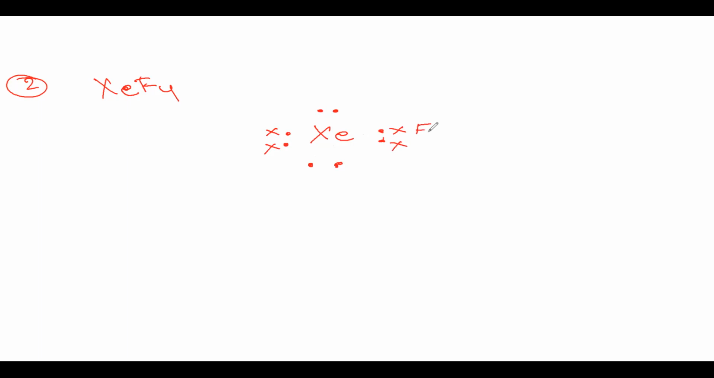The electron shared by fluorine is indicated by a cross mark. So it has how many bond pairs? 4 bond pairs. And how many lone pairs? This is one lone pair and this is another lone pair. So it has 4 bond pairs and 2 lone pairs. On the whole, it is 6. 6 means sp3d2. So xenon tetrafluoride undergoes sp3d2.